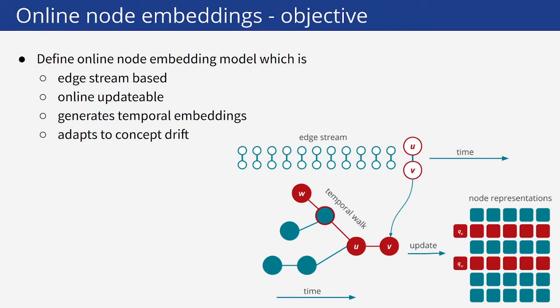Our goal was to develop node embedding algorithms that can read data from the edge stream, that are online updatable, that can generate temporal node embeddings, and that are capable of concept drift detection and adaptation. The main concept for these online node embeddings is that the graph data is constantly arriving from the graph stream. For the latest edge UV, we sample some node pairs that are passed on to the online learning process.